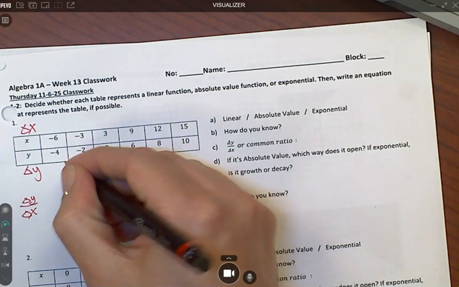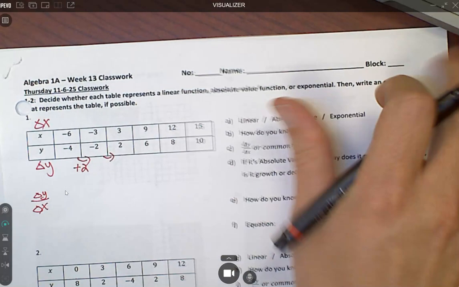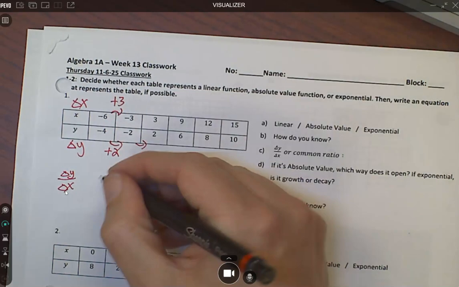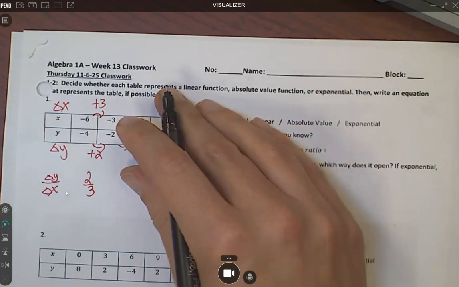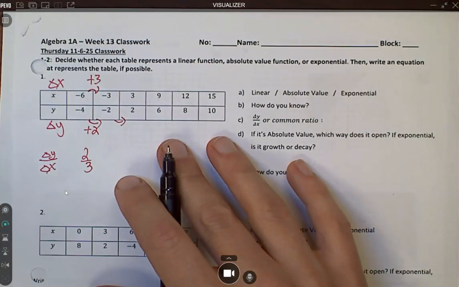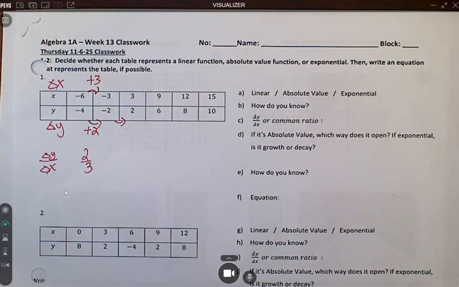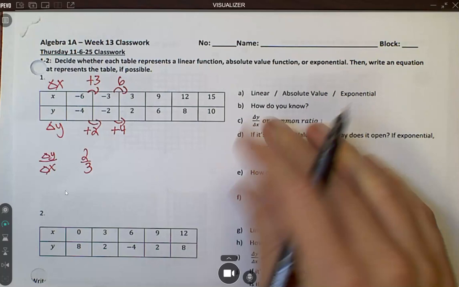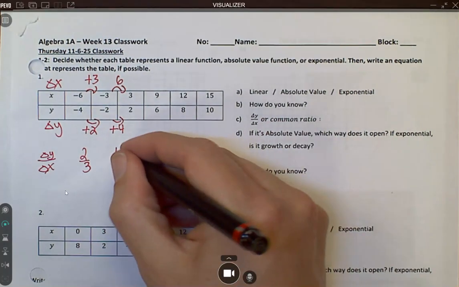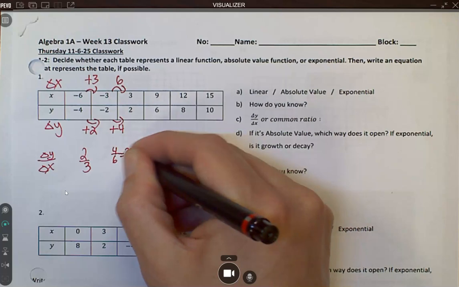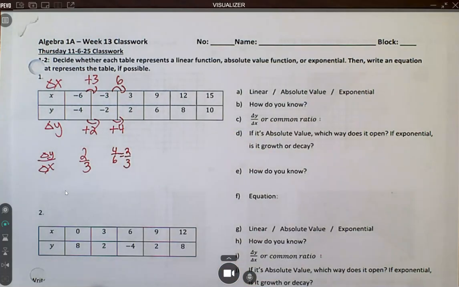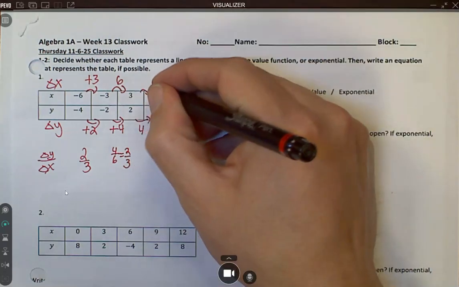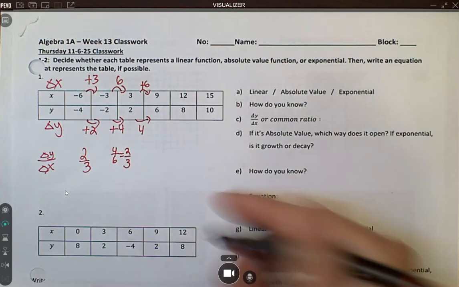So plus 2. I'm gonna do the change in y over x every time. 2/3. Ooh, that's 4. Okay, 6. Now a lot of kids are like, well, that's out. Nope. That simplifies to 2/3. Okay, there's 4 again. Better go up 6. It's proportional. It's the same.